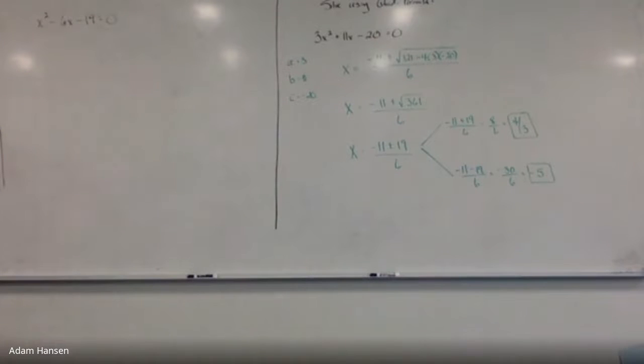Let's do this one. X squared minus 6x minus 19 is 0. What's A, B, and C? A equals 1, because there's a 1x squared. B equals negative 6, and C is negative 19. We got that.